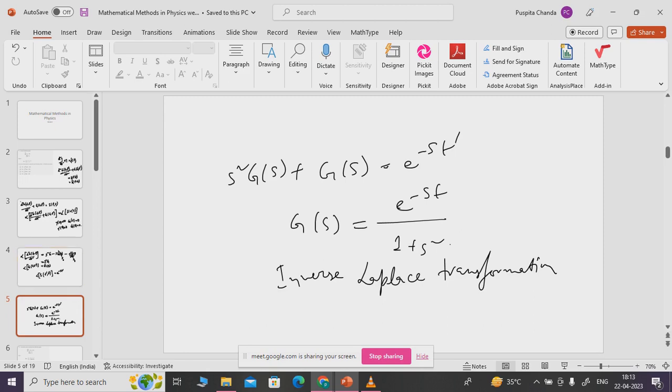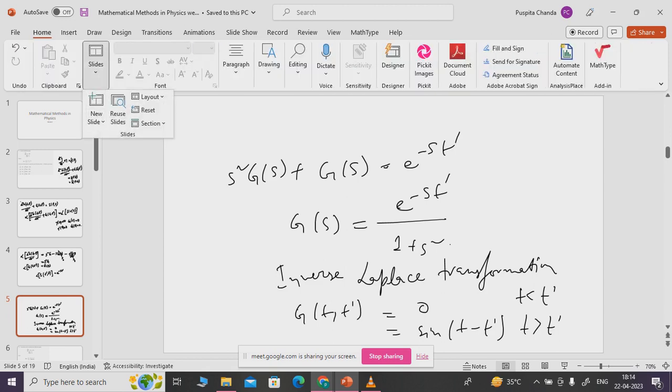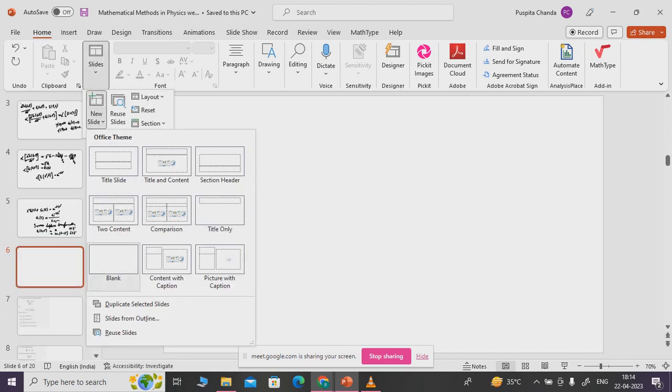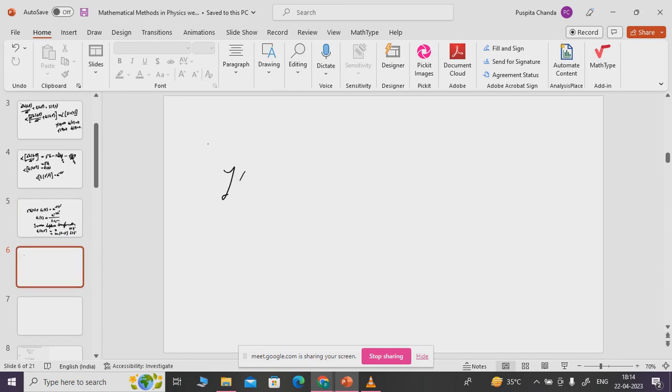We know there are two functions, e^(-st') and 1/(1+s²). The 1/(1+s²) part will give us the sine function, and because of e^(-st'), the sine function will be shifted from t to t'. So we can write it as sin(t - t') when t is greater than t', but if t is less than t', the function will be 0. So the actual solution is y(t) = integral from 0 to infinity of G(t,t') f(t') dt'.